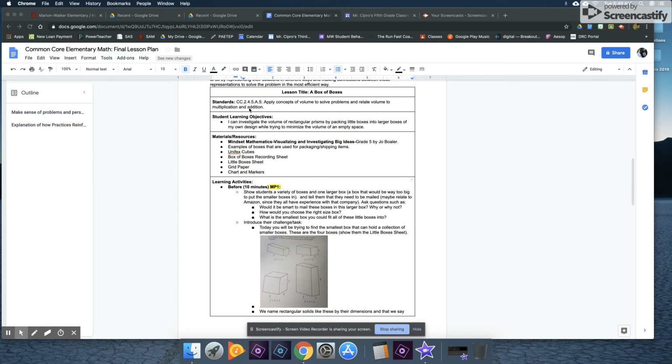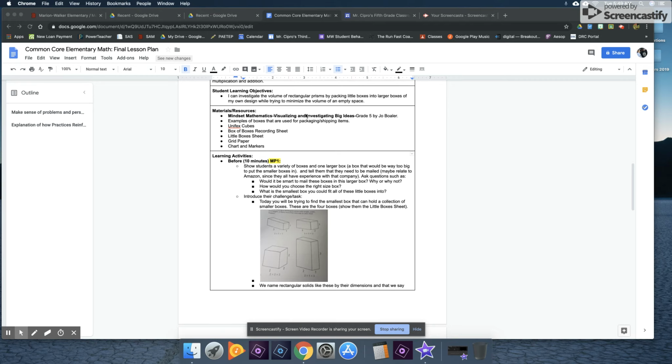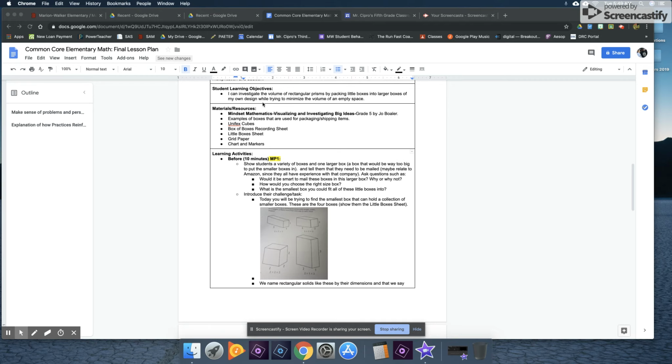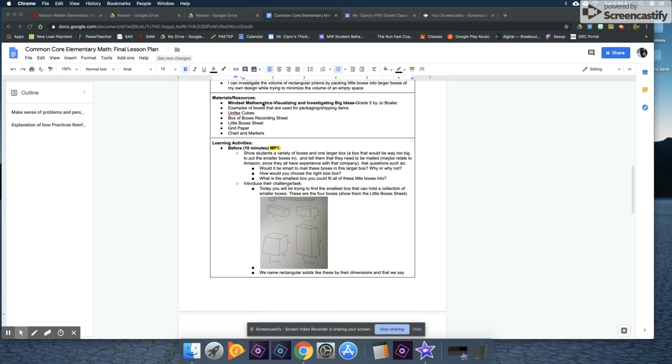This is my lesson title. It's called A Box of Boxes. The standard is applying concepts of volume to solve problems and relate volume to multiplication and addition. And volume is introduced in 5th grade. Student learning objective: I can investigate the volume of rectangular prisms by packing little boxes into larger boxes of my own design while trying to minimize the volume of empty space.